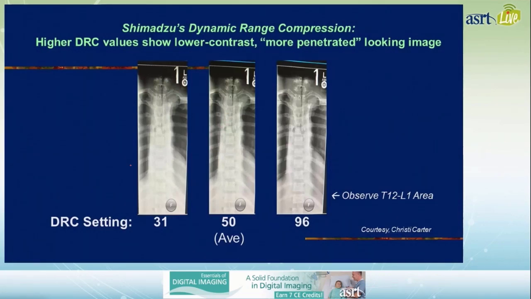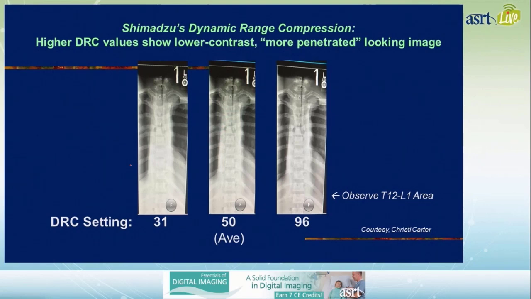And you can see if we set that dynamic range compression at 50, which is the average in the middle for this APT spine, then if we reduce that DRC setting on the left down to 31, you can see that that's kind of a brighter image, particularly down in T12, L1 area. You start actually losing details because of excess contrast.